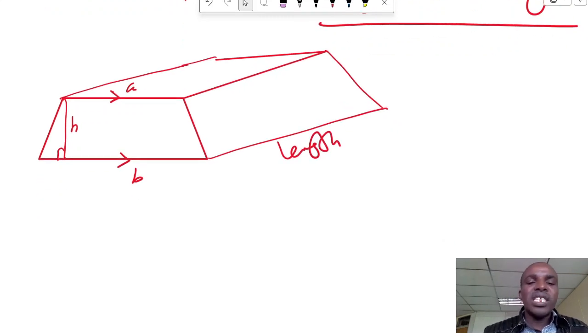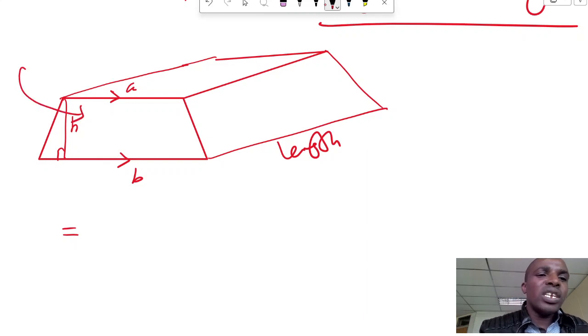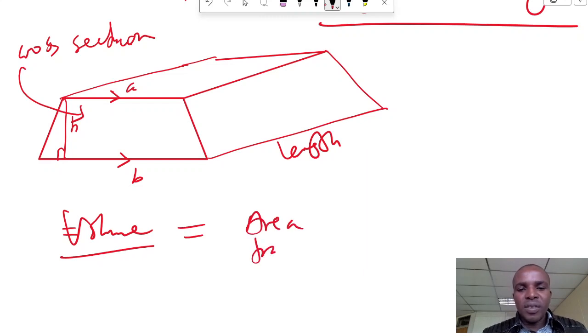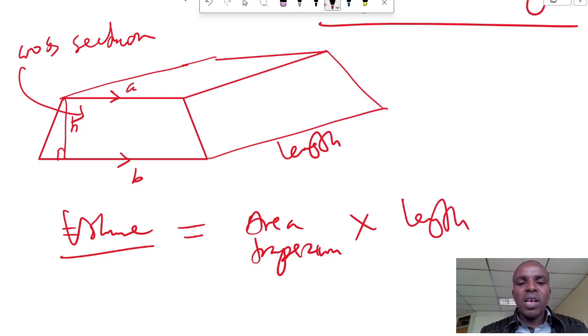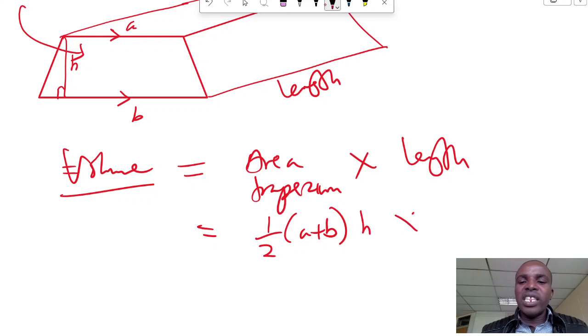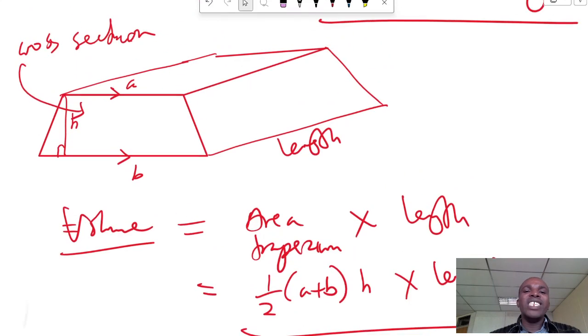So to find the volume of this solid, you say cross-sectional area or face area times length. The cross-section of this shape is the trapezium. So to find the volume, you say area of a trapezium times length. How do you find area of a trapezium? Half the sum of the two parallel sides, that is A plus B, times the perpendicular height. Then the answer that you get, times length. That will be the volume of this solid.